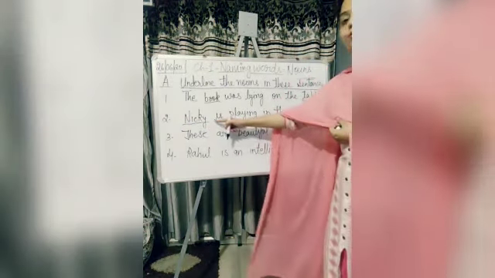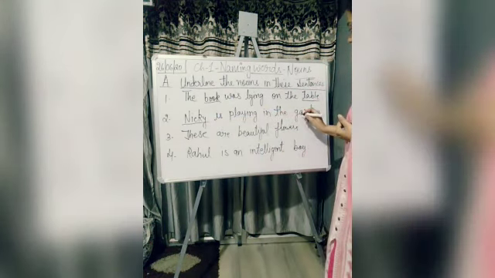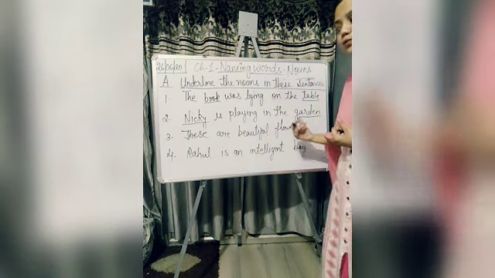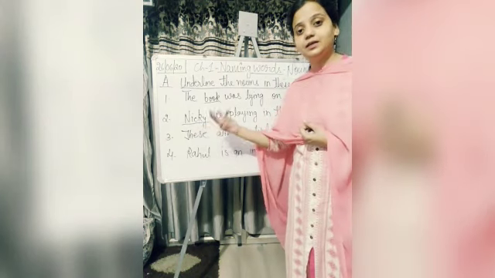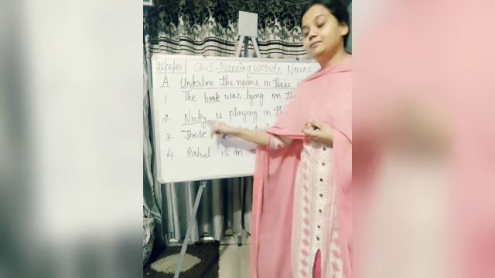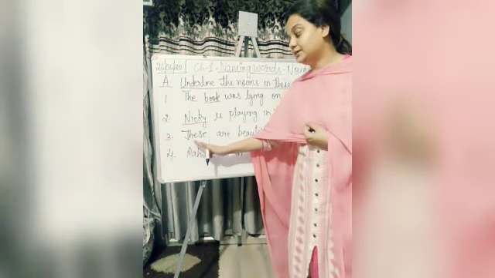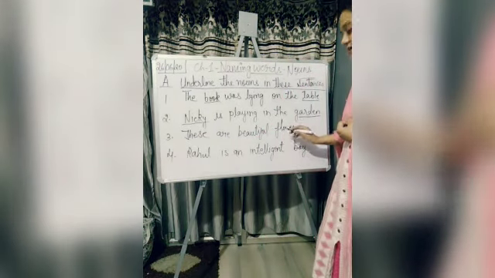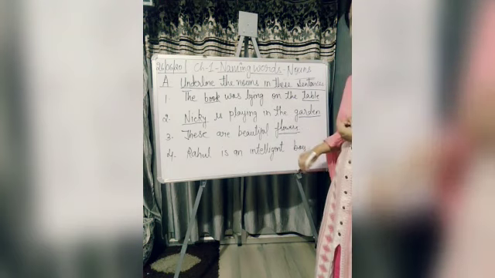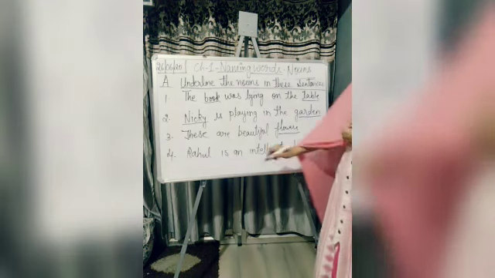And Nikki, what is Nikki doing? She is playing in the garden. Where is she playing? In the garden. So garden is a place, right? So it's also a noun. And Nikki is a person, and I hope you remember, noun is a name of a person, place, animal, or thing, right? Then third one, these are beautiful flowers. So flowers, again, it's a noun. The last one, Rahul is an intelligent boy.